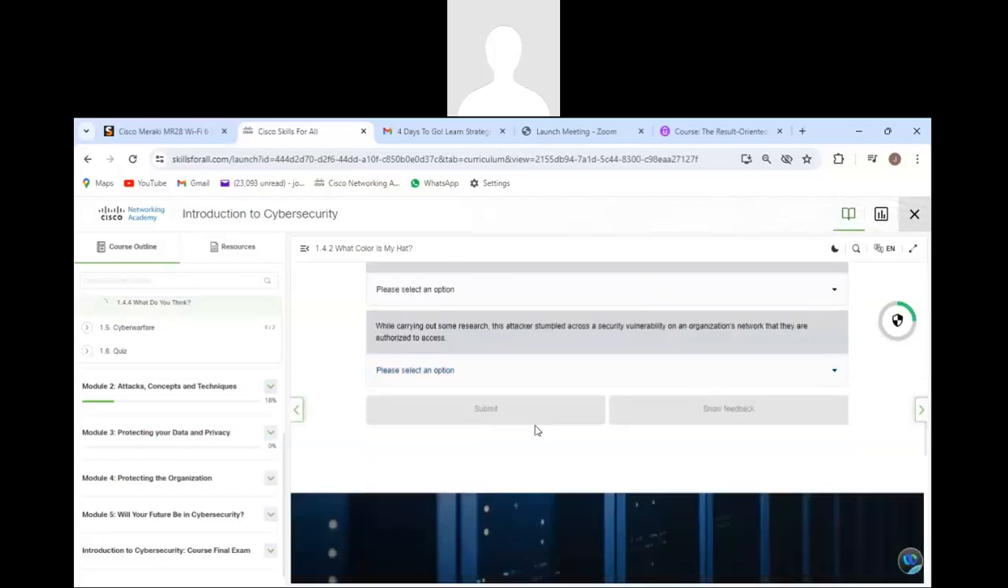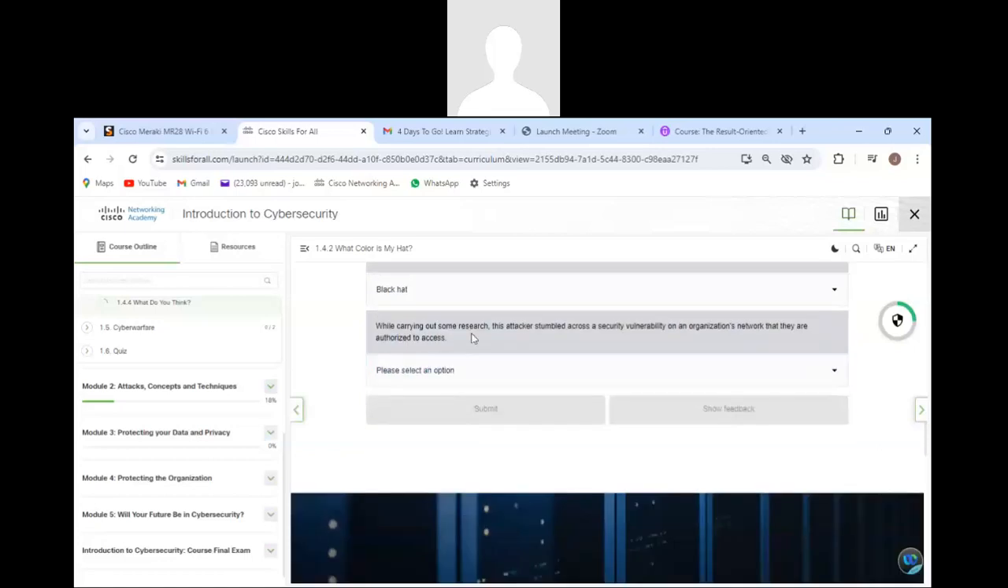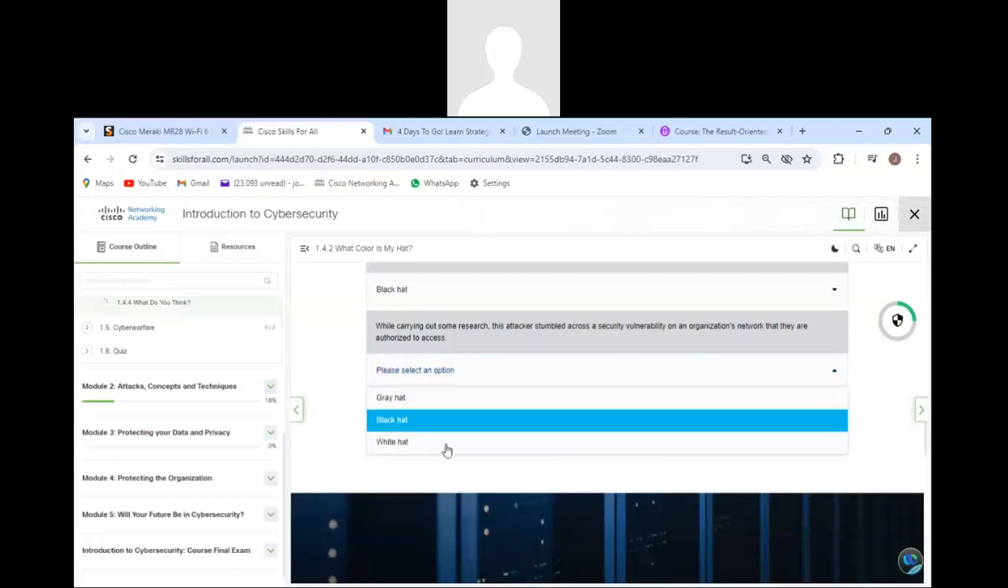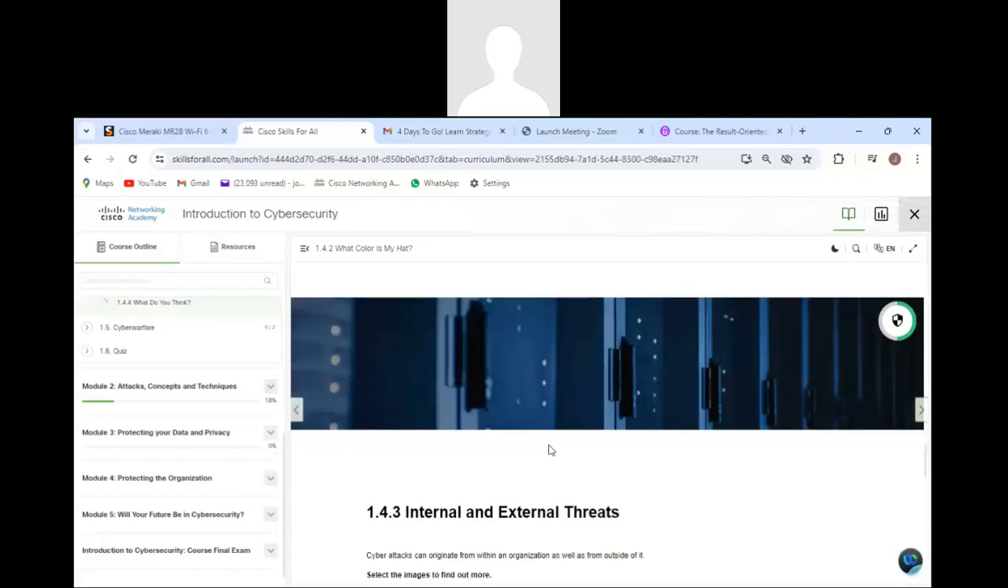Then I allow you to do the rest, but let's finish it. The attacker used malware to compromise the company system and steal credit card information that was then sold to the highest bidder. That is a black hat. While carrying out some research, this attacker stumbled across a security vulnerability on an organization's network that they are authorized to access. That is white hat. You submit. So that's right, we got it all correct. You can do that on your own.